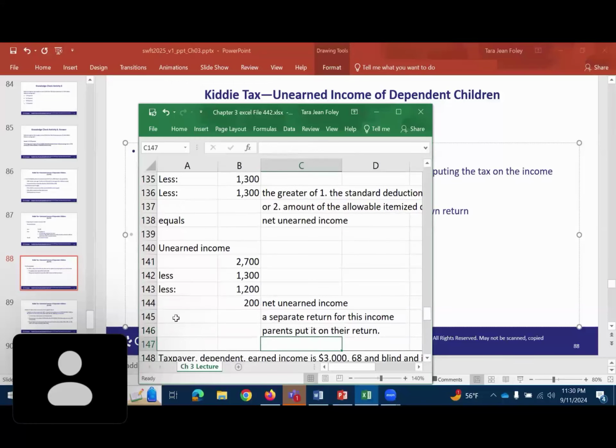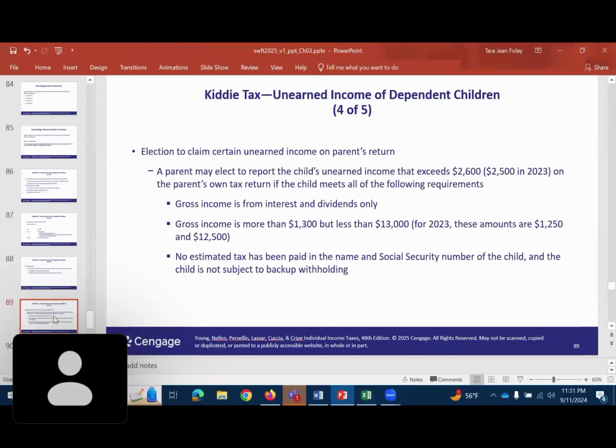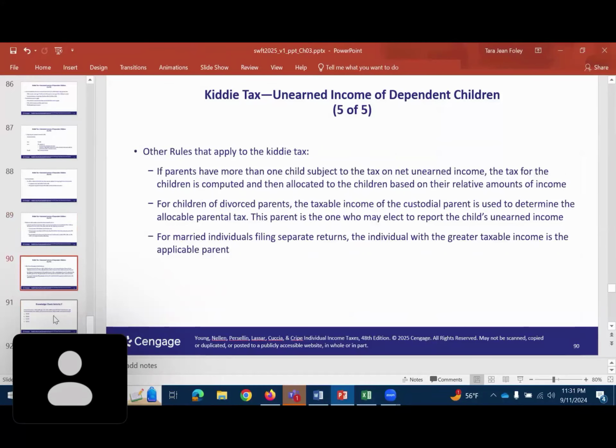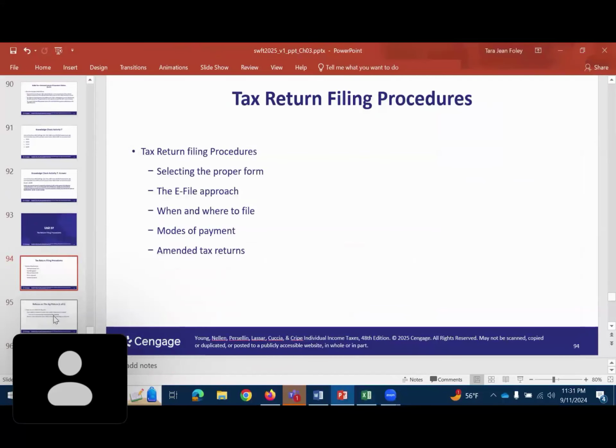Okay, so it's basically $200 of the $2,700 is going to be taxed. Okay, and then there's election to claim certain unearned income on a parent's return, so they can actually just elect to do that if they wanted to. Okay, and then other rules there. So there's a knowledge check for you there, another knowledge check, and then tax return filing. You can do it on the forms like I've been showing you. You can do an e-file approach. You need to find out when and where to file, depending on what's your city and state you're in.